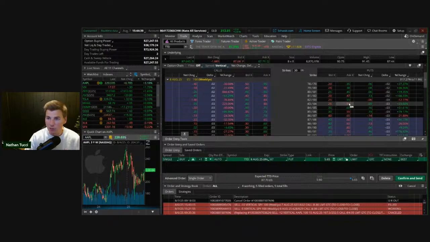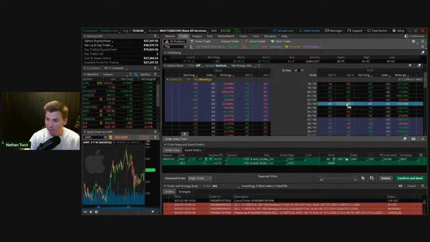What I like to do is buy one for about half the expected move. If this goes down $12, it'll basically be around $90. What I want to do is trade it for like down $5. Down $5 would be about $83. So in that case, I would buy the $83, $84 put spread.